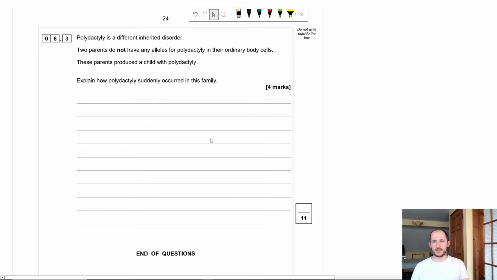And the last question of the entire paper shows a different inherited trait. Polydactyly is a different inherited disorder. Two parents did not have any alleles in their ordinary body cells, but they produced a child with polydactyly. Explain how this suddenly occurred in this family. What they're trying to get at here is how do these disorders come to exist, and the way they come to exist is through random mutation.